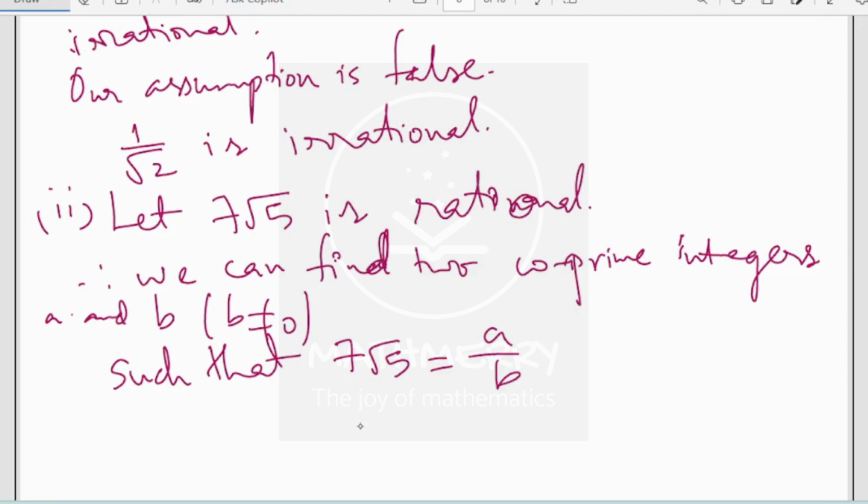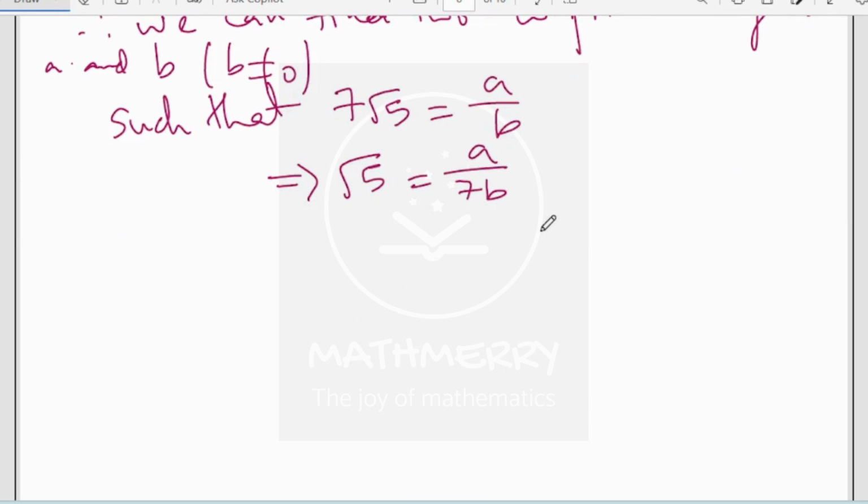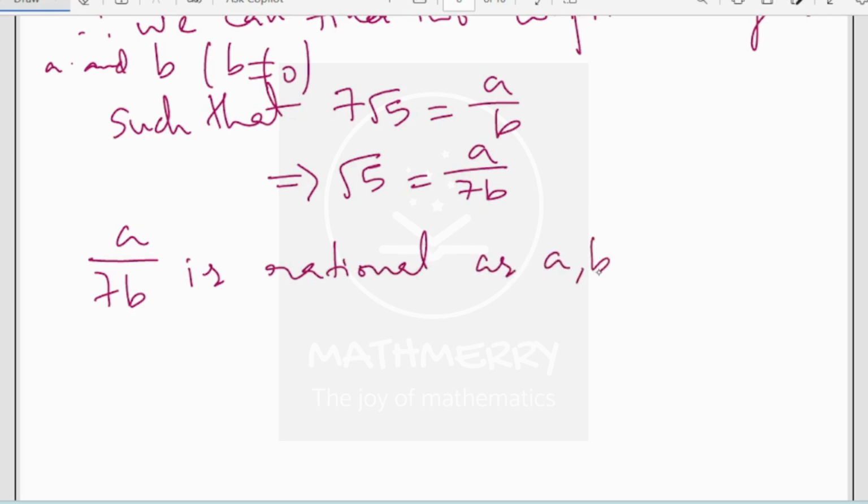Now we can write root 5 is equal to a by 7b. Okay, our goal here is to isolate the irrational number alone and equate the other numbers to the right hand side. So that's what we are doing in all these questions. So now a by 7b is rational as a, b and 7 are integers.